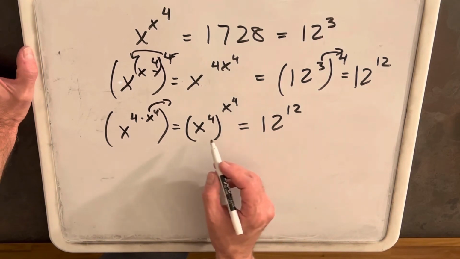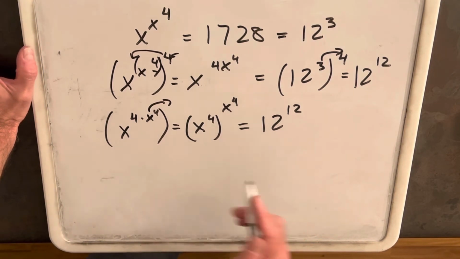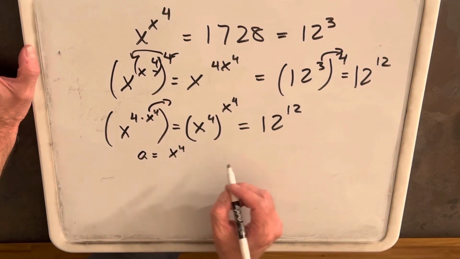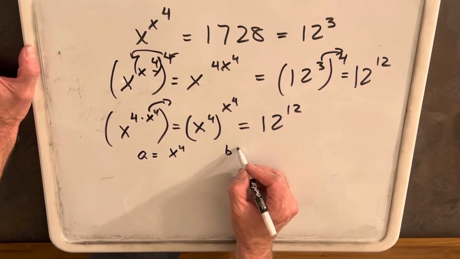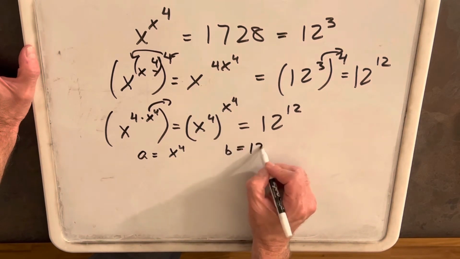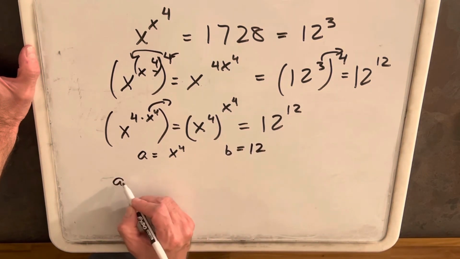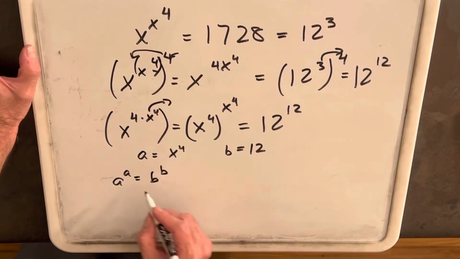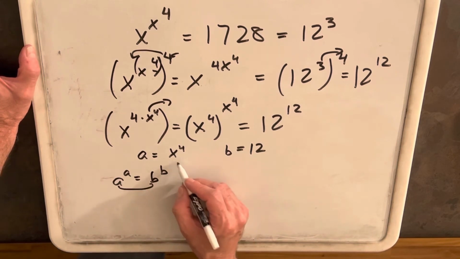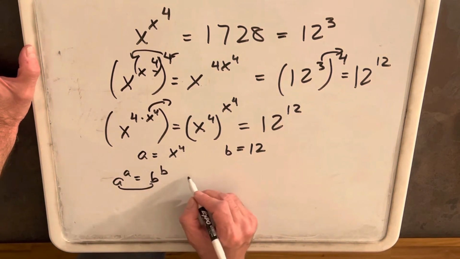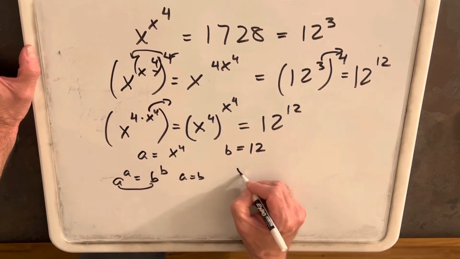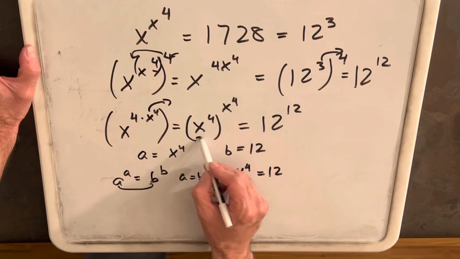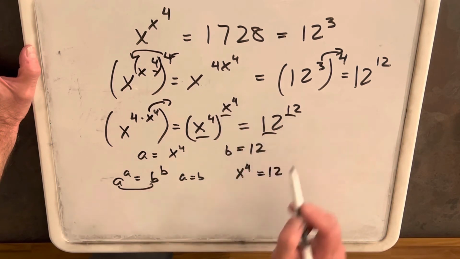But now we have this relationship we're looking for. If we set a equal to x to the fourth, just so it's clear to see, and we don't have to do this, but b equals 12. So then we end up with our a to the a equals b to the b. And we can equate those two, so we can say that a equals b. So we're saying that x to the fourth equals 12, just equating the base and equating the exponent.